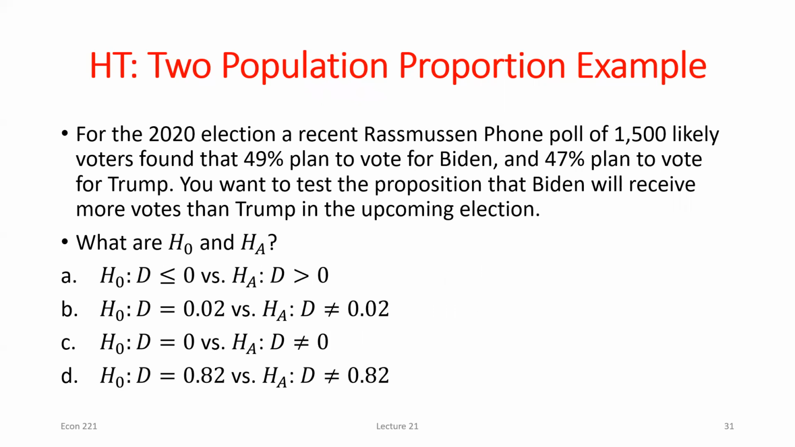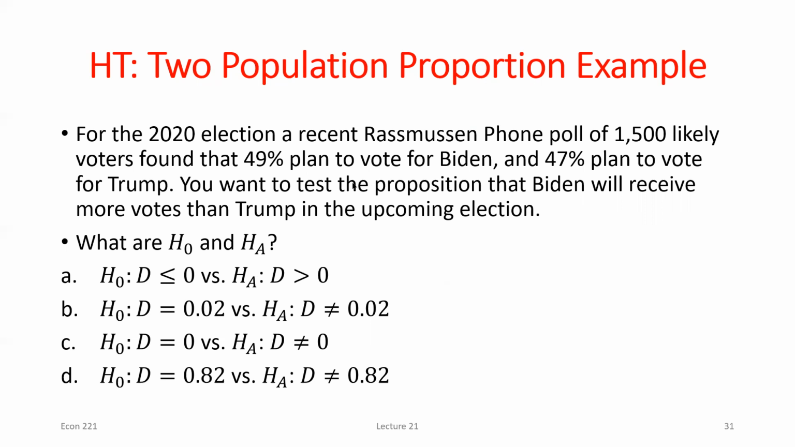If we wanted to test this idea that Biden is going to receive more votes than Trump in the upcoming election, what would the null and alternative hypotheses be? Hopefully, when we get to these two population examples, anytime I ask you for a null and alternative hypothesis, I'm not trying to trick you. I like to think I'm a person of my word. I'm always going to use an assumed true difference of 0 when it comes to these two population examples. So right away, you should be thinking A or C.